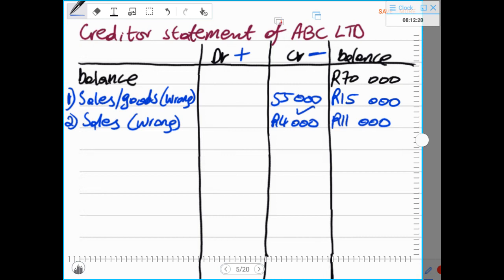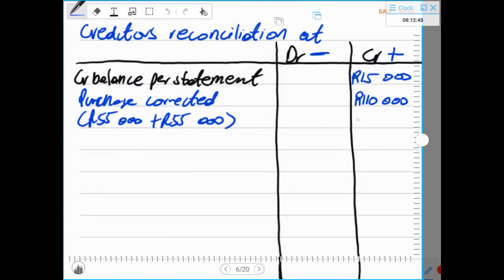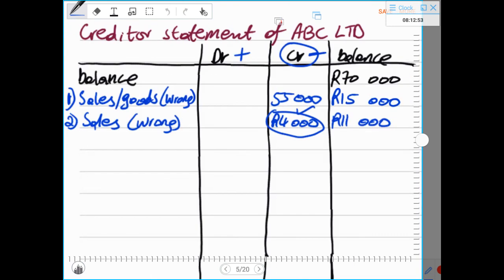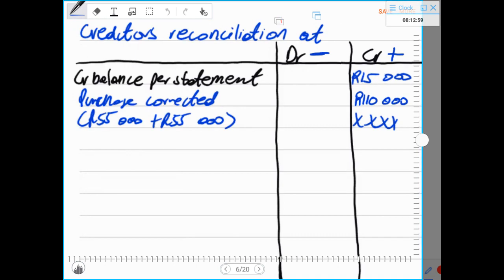Remember, the amount is on the wrong side. That means we have to cancel it on the same side it was recorded. Let me give you that tip: you have to cancel it on the same wrong side. In this case, we have 4,000 on the wrong side, and the wrong side is credit. Meaning when we do the creditors reconciliation, we must cancel this on the same credit side. We have seen that with the 55,000 that was cancelled on the same side it was recorded incorrectly. So now we have to cancel this by recording it on the same credit side.